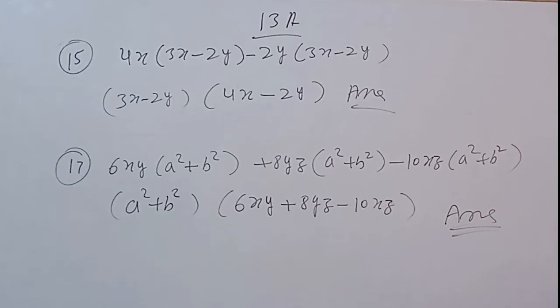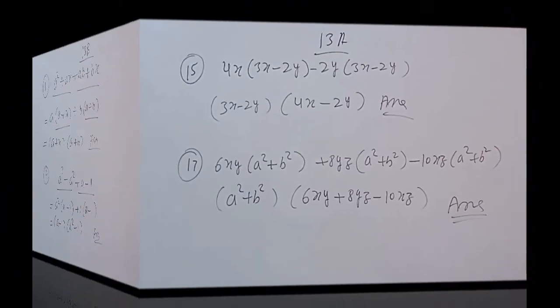Now I am taking question number 17, that is 6xy(a² + b²) + 8yz(a² + b²) − 10xz(a² + b²). By inspection we can easily find that a² + b² divides each term completely. So taking it outside, in the other bracket we will have 6xy + 8yz − 10xz. In that manner you will factorize question number 15 and 17.